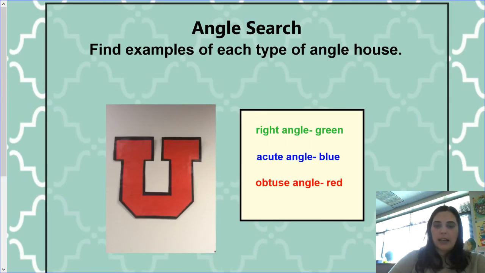All right, let's keep going. So what I want you to do when this lesson is over is go around your house and try and find different types of angles, thinking of greater than right, less than a right, or a right angle. So here's a picture of the U from the Utah Utes. And take a moment and look and see if you can find a right angle, an obtuse, or an acute. Okay, go ahead. I'll give you about 1 minute.